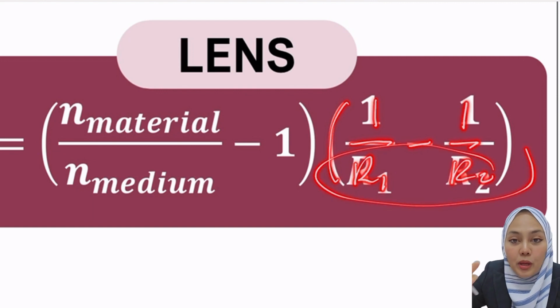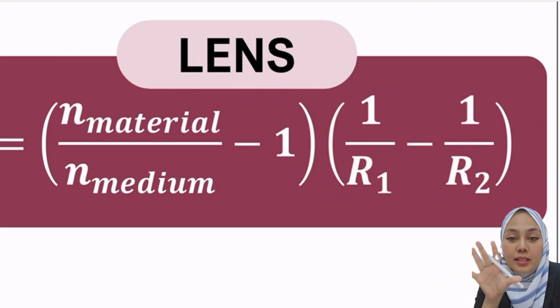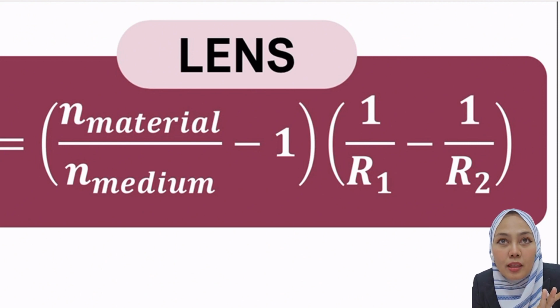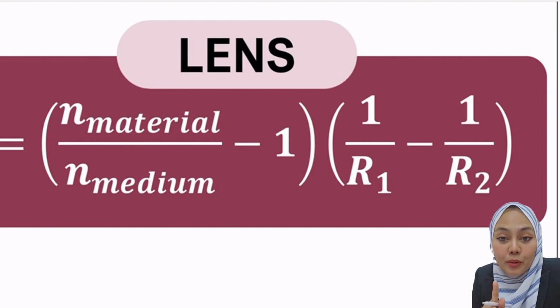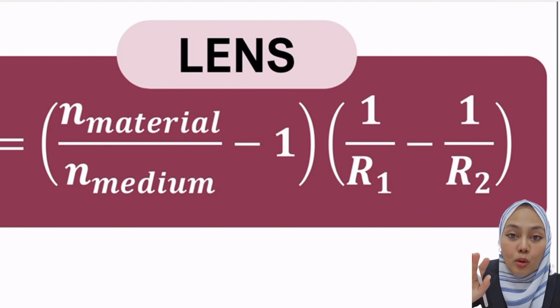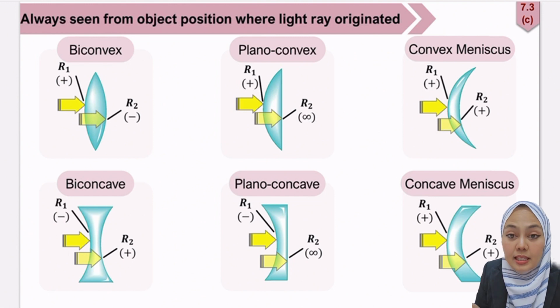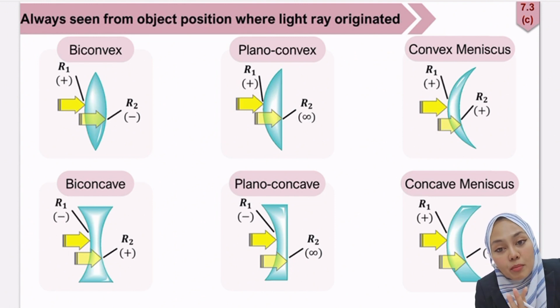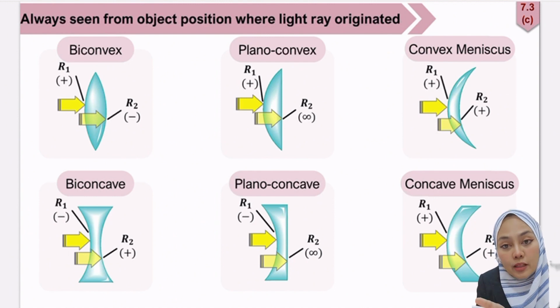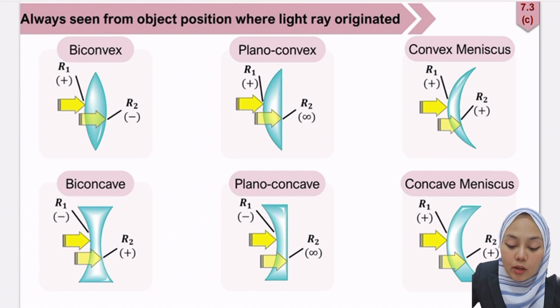Now this part we have to determine, just like we have determined using the spherical surface equation. So how to do it? How to determine which one is R1 and which one is R2, and the sign, whether it is positive or negative. Now let's go to the next slide. Alright, in this slide, they can help us determine whether R1 is positive or negative, or R2 positive or negative. It depends. Okay, let's take a look at the first one.